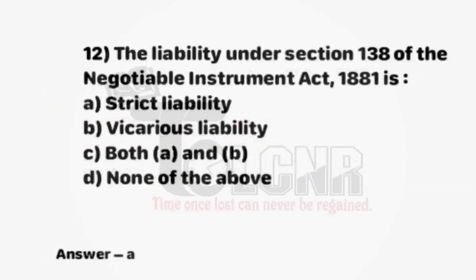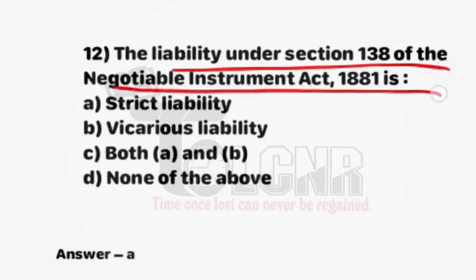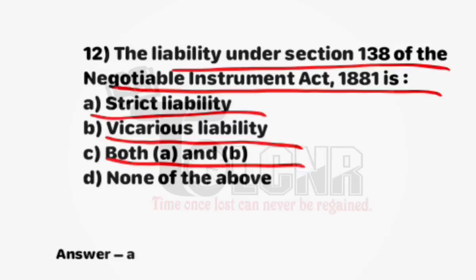Next question is, the liability under section 138 of the Negotiable Instrument Act 1881 is: first option is strict liability, second option is vicarious liability, option C both A and B, and option D none of the above. Option A is correct, strict liability. The liability under section 138 of the Negotiable Instrument Act 1881 is strict liability, right?